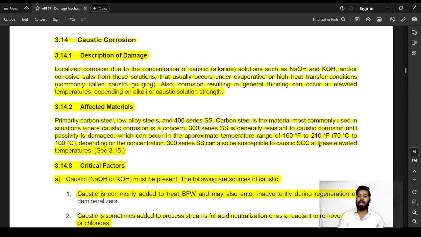Description of damage: localized corrosion due to concentration of caustic or alkaline solution such as NaOH and KOH, that is sodium hydroxide and potassium hydroxide, and/or corrosive salts from those solutions that usually occur under evaporative or high heat transfer conditions, commonly known as caustic gouging. Also, corrosion resulting in general thinning can occur at elevated temperatures depending on the alkali or caustic solution strength.